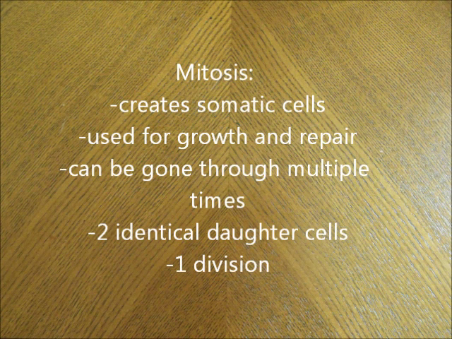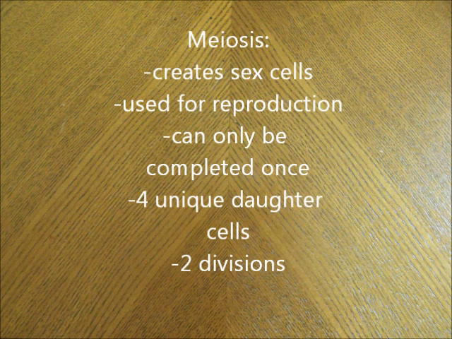In conclusion, mitosis creates somatic cells, is used for growth and repair, can be gone through multiple times, creates 2 identical daughter cells, and has 1 division. Whereas meiosis creates sex cells, is used for reproduction, can only be completed once, creates 4 unique daughter cells, and undergoes 2 divisions.